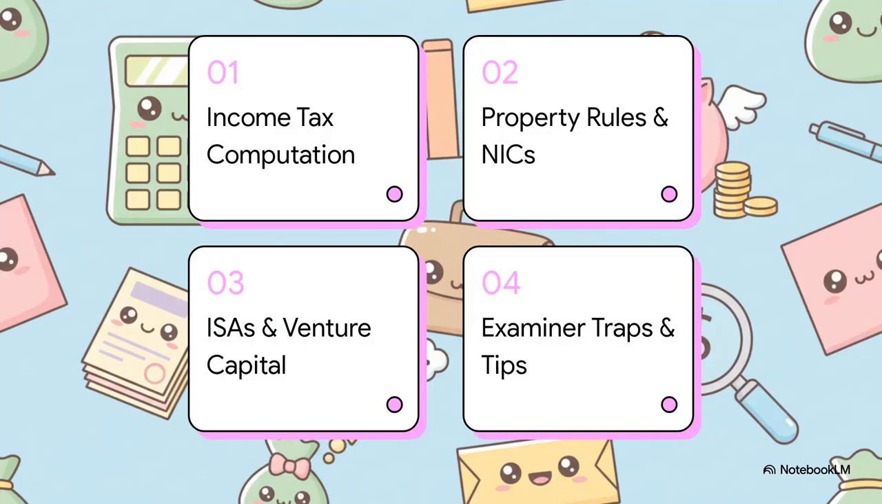Okay, so here's our roadmap for today's session. We'll start by locking down the foundational income tax computation. Then we'll move through property rules, national insurance, and tax-advantaged investments. Finally, we'll wrap up with my favorite part, dodging those sneaky examiner traps. Let's get right to it.